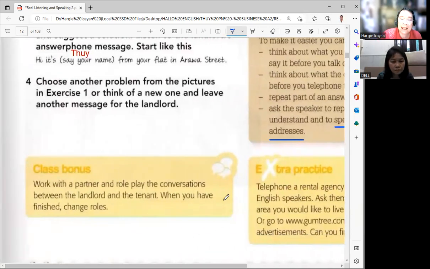Now, we have here a class bonus if you want. Work with a partner and role play the conversation between the landlord and the tenant. When you have finished, change roles. Okay, so we did that one already.